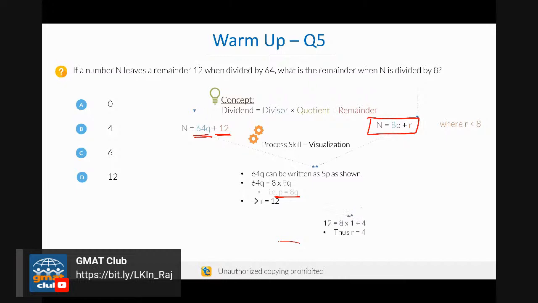And then we really say, hey, the remainder, since it has to be less than 8, we basically express 12 as 8 into 1 plus 4. Thus, we get the remainder as 4, which is choice B.